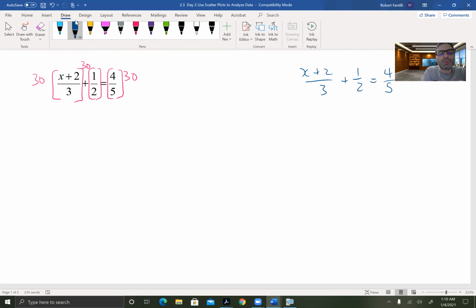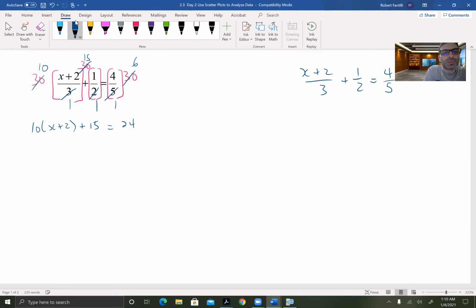So when we multiply everything by 30, we basically want all the denominators to come out to 1. In effect, we're eliminating them. So 3 divided by 3 is 1, and 3 goes into 30 10 times. 2 divided by 2 is 1, 30 divided by 2 is 15. 5 divided by 5 is 1, and 30 divided by 5 is 6. So what are we left with? 10 times x plus 2 plus 15 times 1, which is just 15, equal 4 times 6, which is 24.